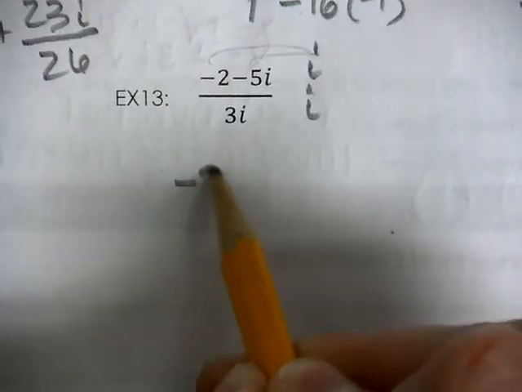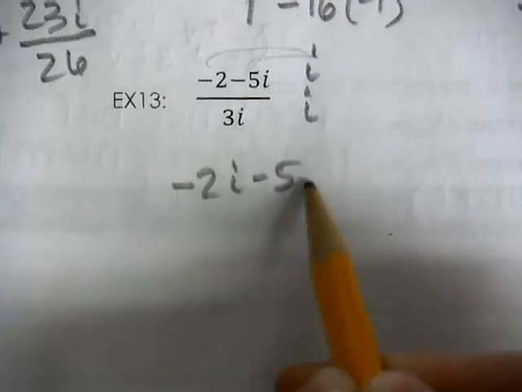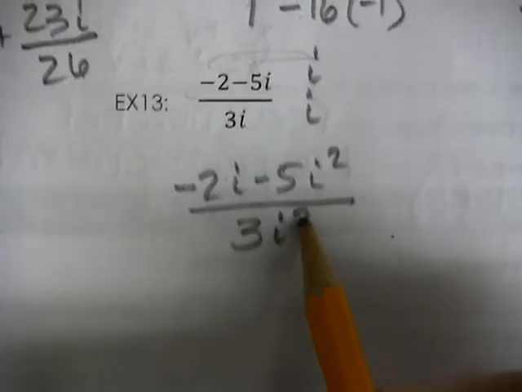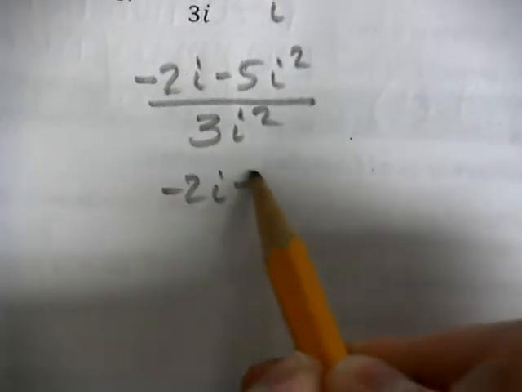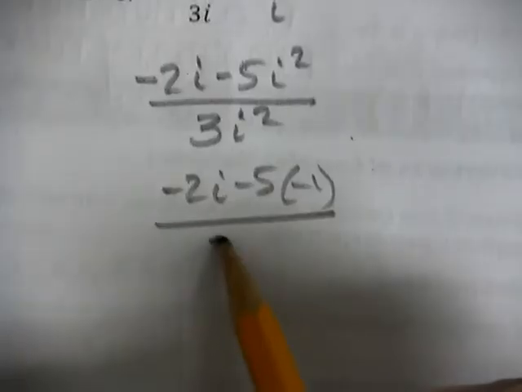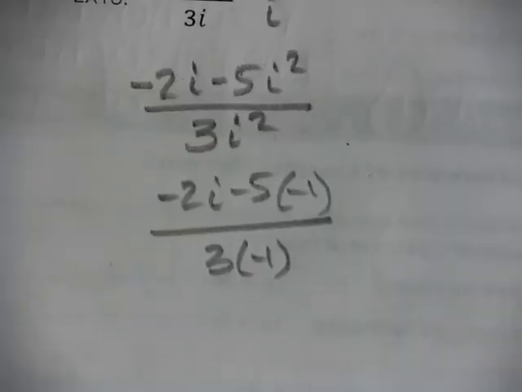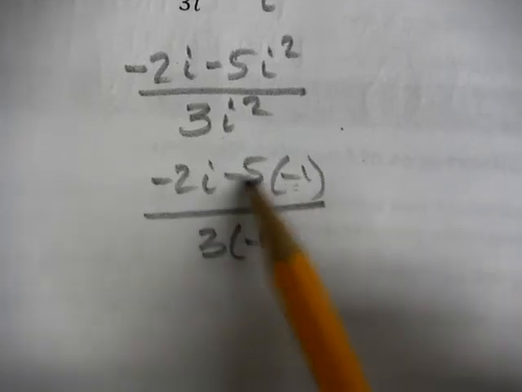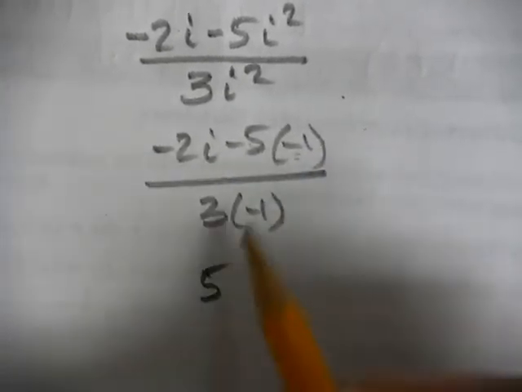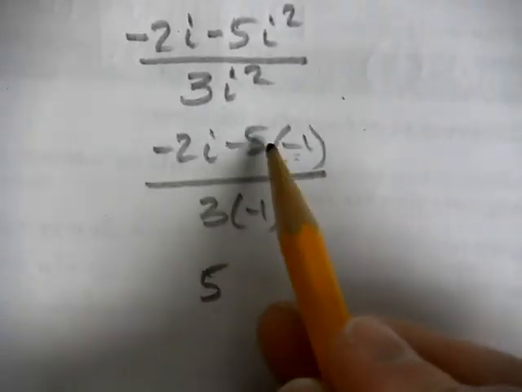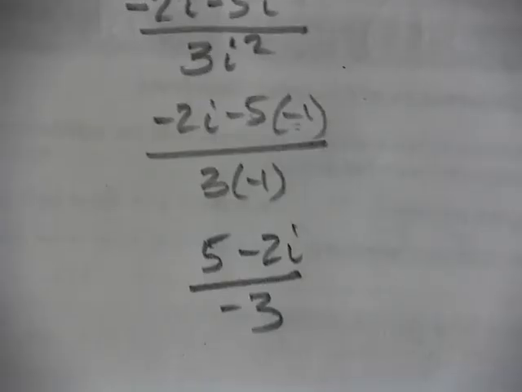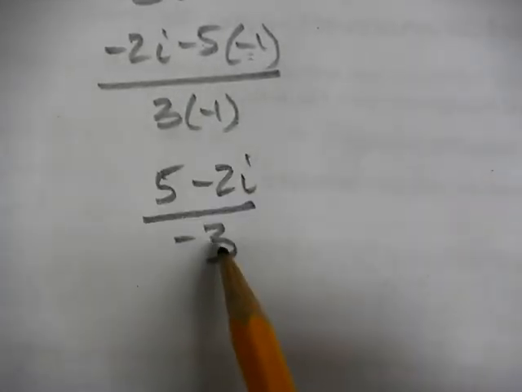So we're going to distribute that in to get negative 2i and negative 5i squared. That's what happens when we distribute. This one's going to be 3i squared. We know that i squared is the value of negative 1. So we change the i squared into a negative 1 each time. This becomes a positive 5. We like to write the real numbers first and the imaginary second. And 3 times negative 1 is negative 3.